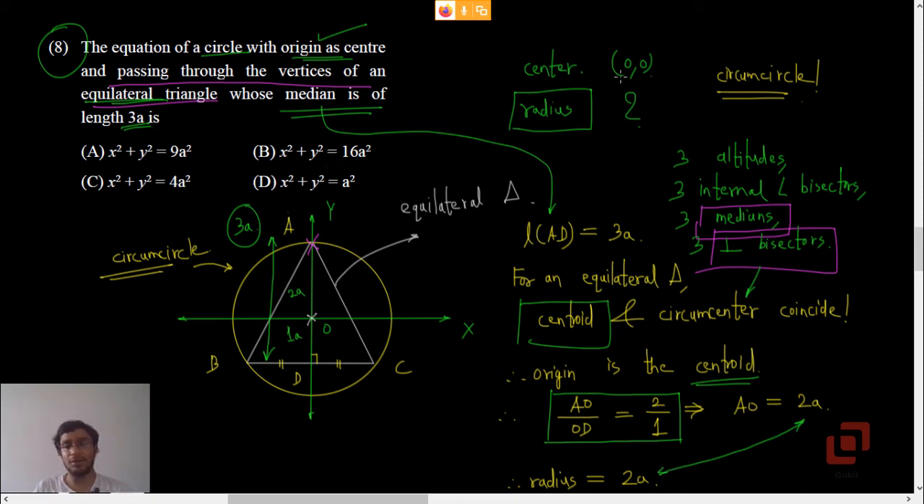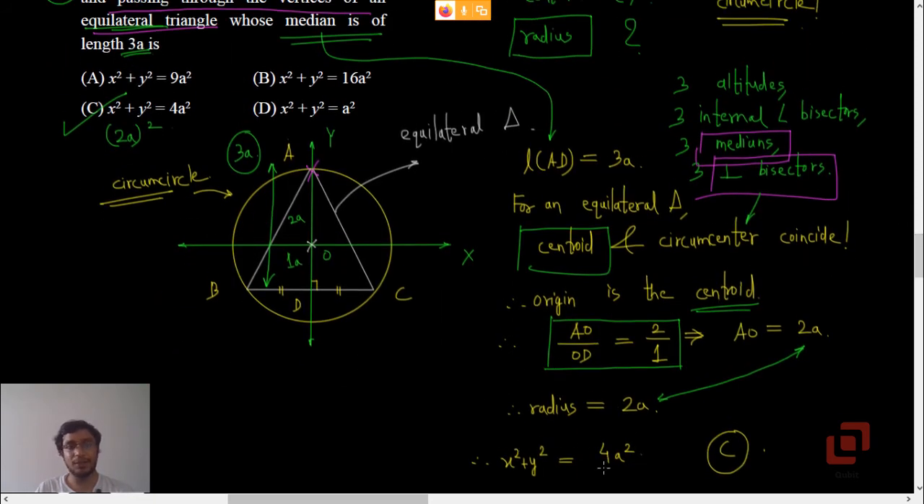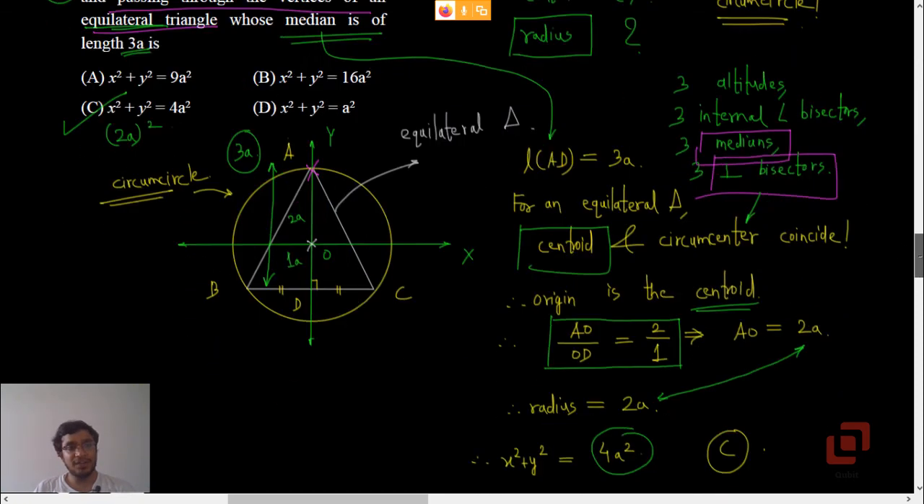Very simple. Center is already known. Center is at origin, so the equation will be x squared plus y squared equal to the square of the radius. That is option C, because we have found out that the radius is 2a. If you square it, the square will be 4a squared. So option C. Yes, x squared plus y squared equal to 4a squared. That is option C. This was the 8th MCQ.